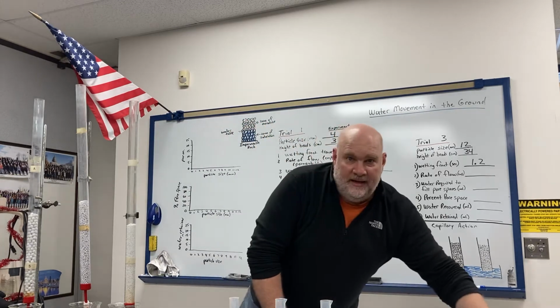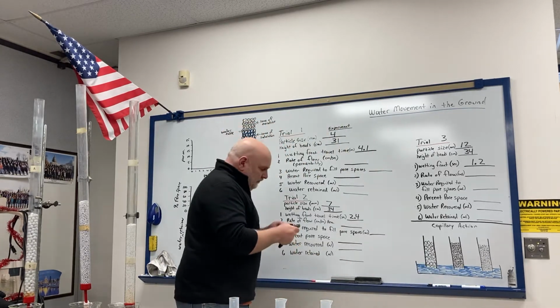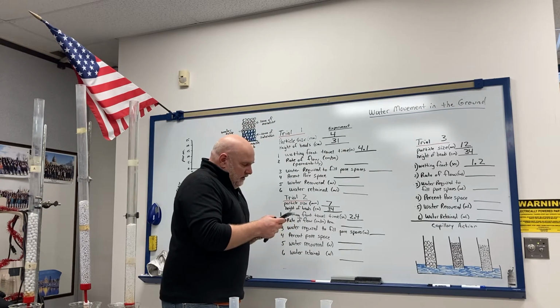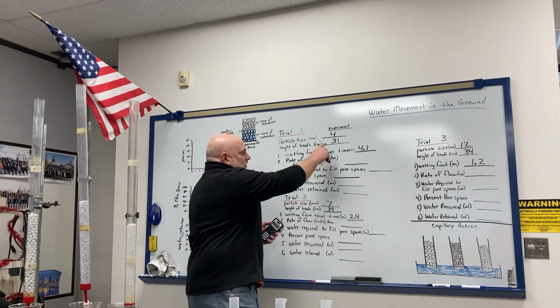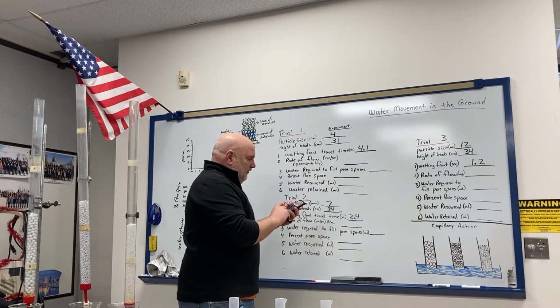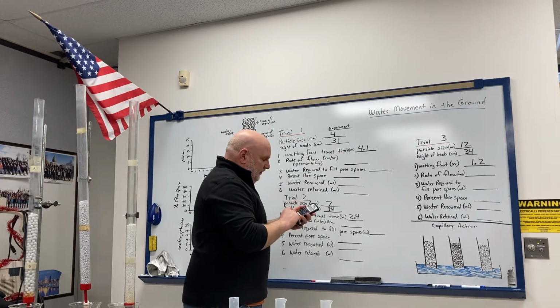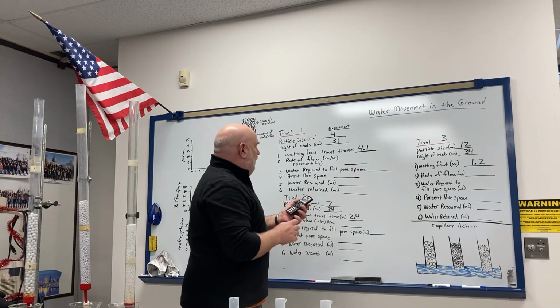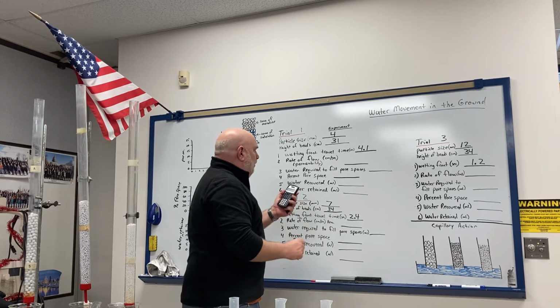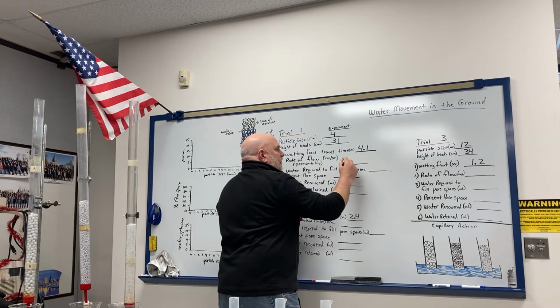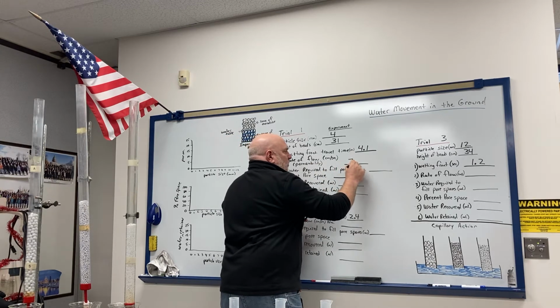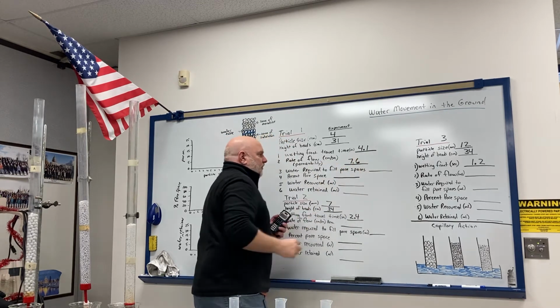So I pull out my handy dandy calculator, and all right, height of beads 31 centimeters, and it traveled that distance in 4.1 seconds. So my rate of flow for trial 1 was 7.6 centimeters per second.